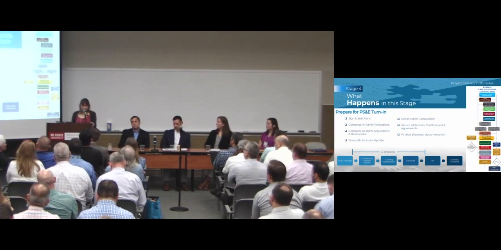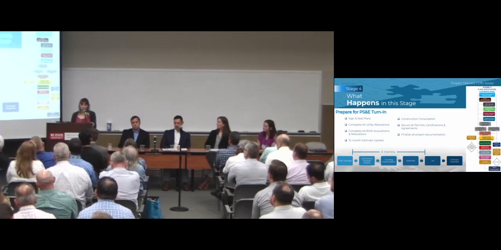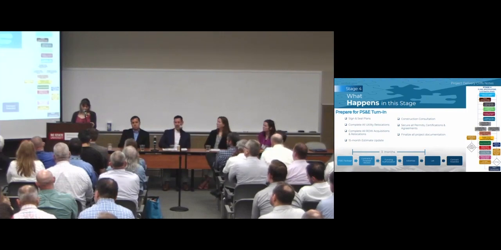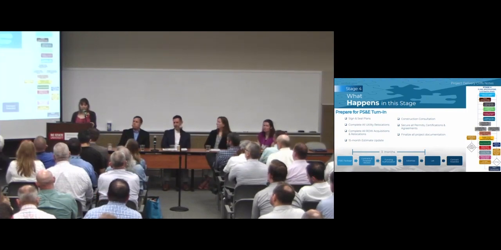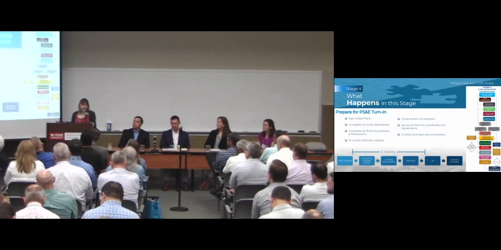So if you're in stage 4 when you are within 15 months prior to let, the construction estimate will need to be updated. Sometimes this will fall into stage 3 and sometimes it'll fall into stage 4. So just understanding where you're at when you get to that point. An updated construction consultation to your environmental document might be required as well. Those are required to be signed less than 1 year before you request construction funds, which is about when you get your project on the 12-month let list.